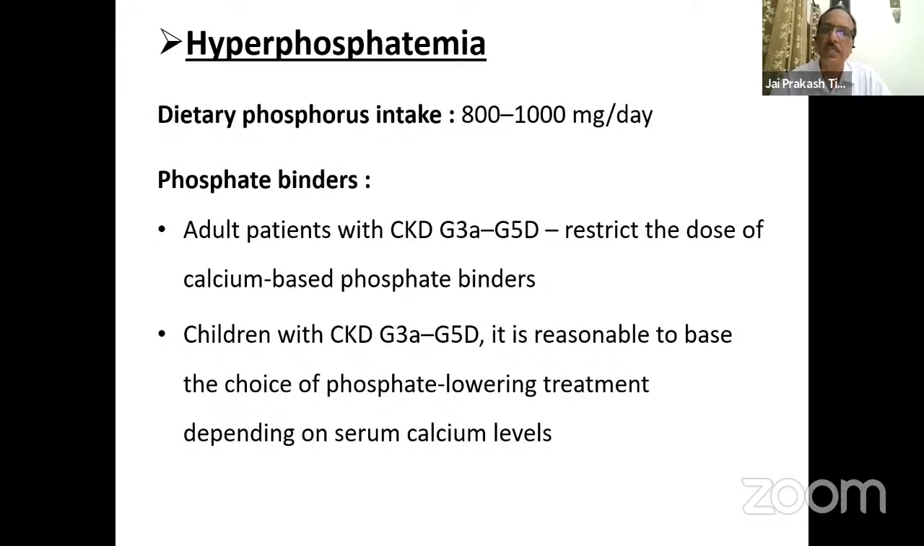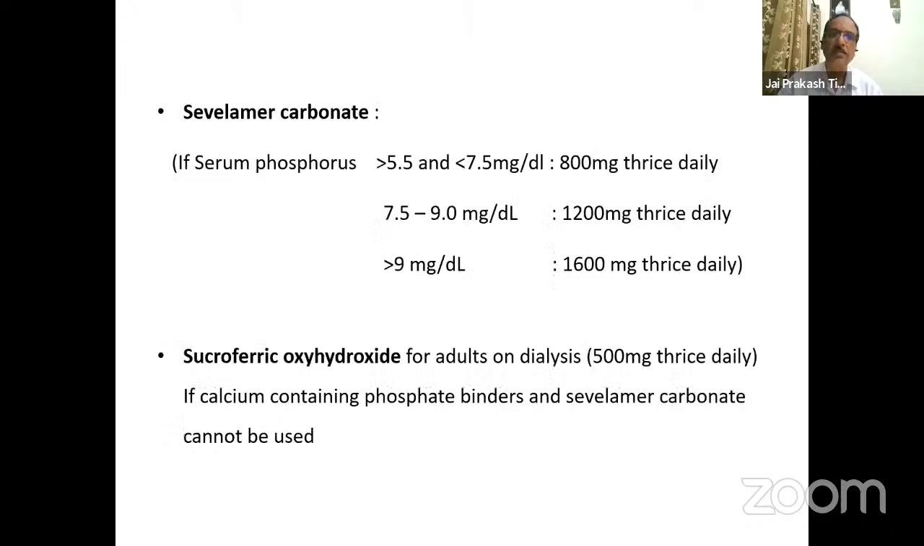In adult patients with stage 3 to 5D, restrict the dose of calcium-based phosphate binders. In children, it is reasonable to base the choice of phosphate binder treatment on the serum calcium level. Sevelamer carbonate is the main drug now used everywhere as a phosphate binder, and the dose of the phosphate binder sevelamer depends on the serum phosphorus level.